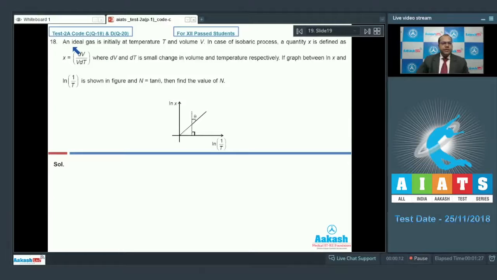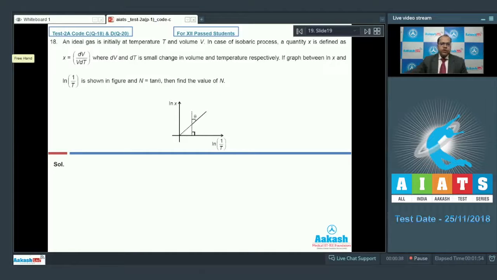So in question number 18, it is given that an ideal gas is initially at temperature T and volume V. In case of isobaric process, a quantity X is defined as X is equal to dV upon V dt, where dV and dt is a small change in volume and temperature respectively. If the graph between ln X and ln 1 by T is shown in figure and n is equal to tan theta, then find the value of n.